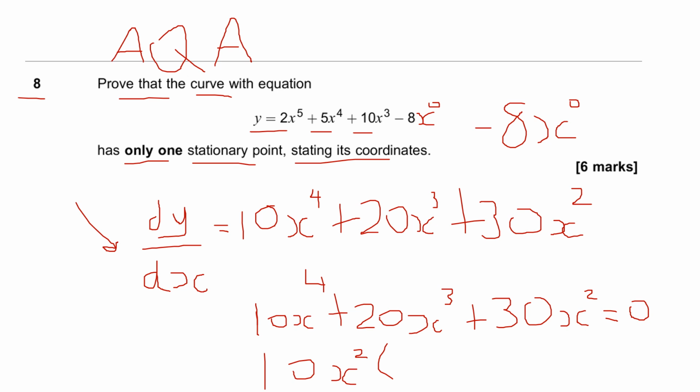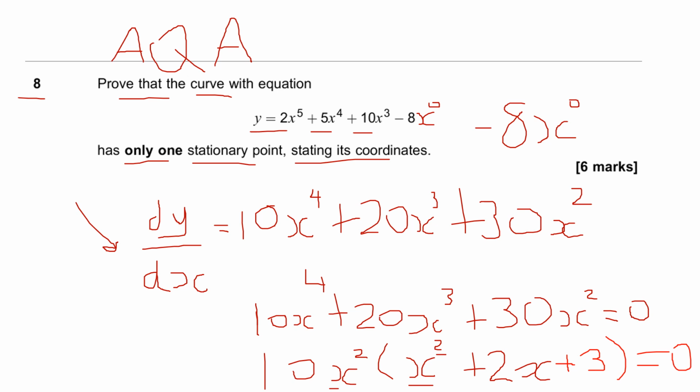So 10x squared times what makes 10x to the 4? That'll be x squared. Check with your laws of indices: x squared times x squared, same base, so we add the powers. 2 plus 2 makes 4. Plus 2x, since 10 times 2 makes 20: x squared times x gives us x cubed. Then finally, 10x squared times what makes 30x squared? That'll be plus 3, because 10 times 3 is 30.